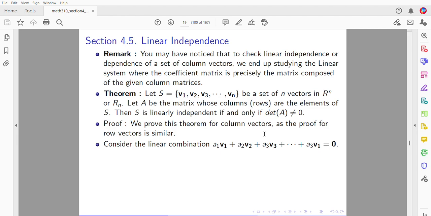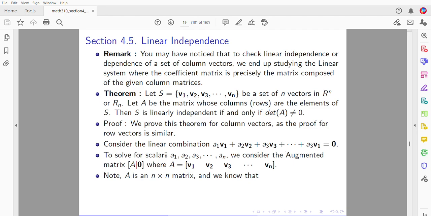Now, we want to check whether this is linearly independent or not. So consider a linear combination of these vectors equal to the zero vector. To solve for scalars a1 through an, the coefficients, consider the augmented matrix [A | 0], where A in turn is just the columns v1 through vn. A is an n by n matrix. Why? Because each vector is of size n and there are n vectors. So an n by n matrix.